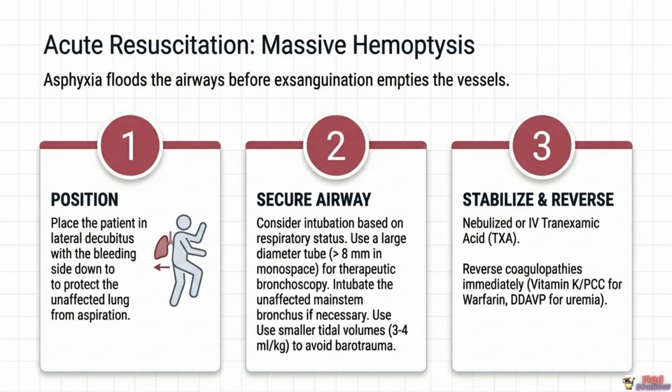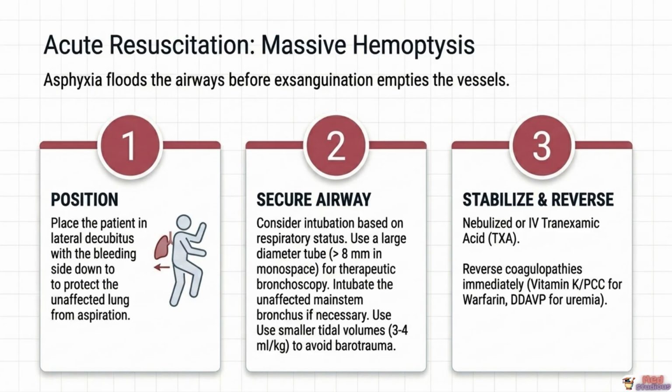Management follows a rapid 3-step sequence. Step 1, positioning. Immediately place the patient in the lateral decubitus position with the bleeding side down. This uses gravity to contain hemorrhage within the affected lung and protects the contralateral, unaffected lung from blood aspiration.